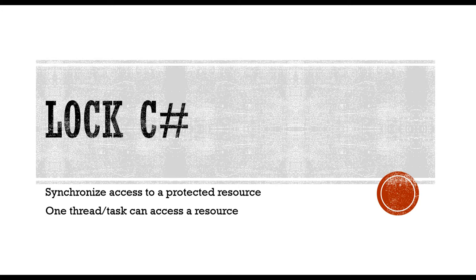Hello and welcome. In this tutorial, I will explain how we can use a lock statement in C#. This is useful when we want to synchronize access to a protected resource, which means that only one thread or task can access a resource. In a multi-threaded program, you don't want several threads accessing some part of the resource at the same time.